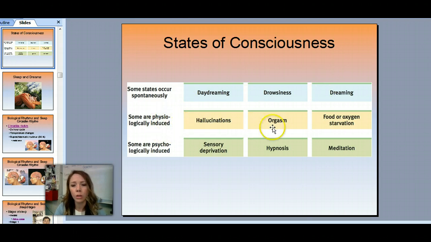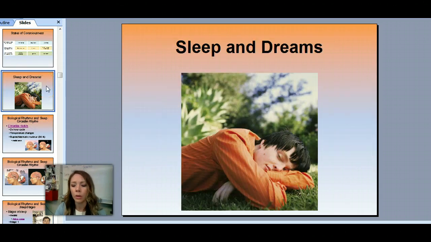So hallucinations during sex, during eating a lot of food, or oxygen starvation, or not enough food, or too much oxygen. Sometimes those altered levels of what we need in our body, food and oxygen, can alter states of consciousness. And some are psychologically induced. Remember that's in the brain. So sensory deprivation, hypnosis, and meditation are ways to alter states of consciousness by just thinking about changing them.